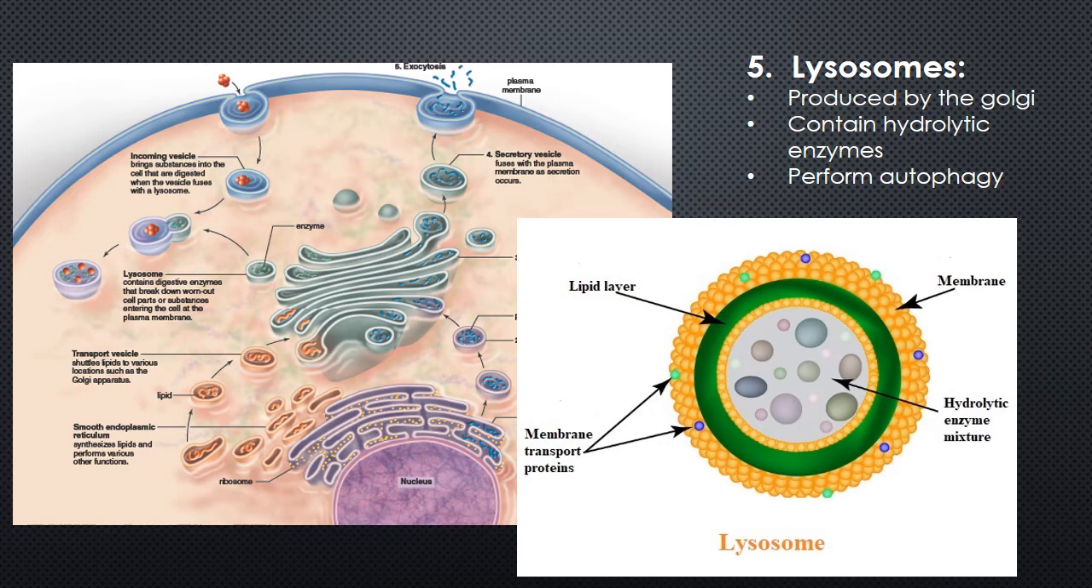Oftentimes our cells will detect bacteria or viruses that are dangerous to the rest of the system, and they will be signaled to bring them in and send them into lysosomes. And that's particularly true of white blood cells that are important in destroying foreign objects. So white blood cells, for instance, have a larger number of lysosomes than most other cells. But those lysosomes are created in the Golgi apparatus.